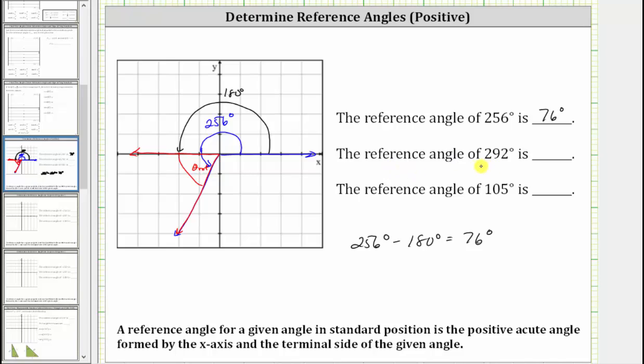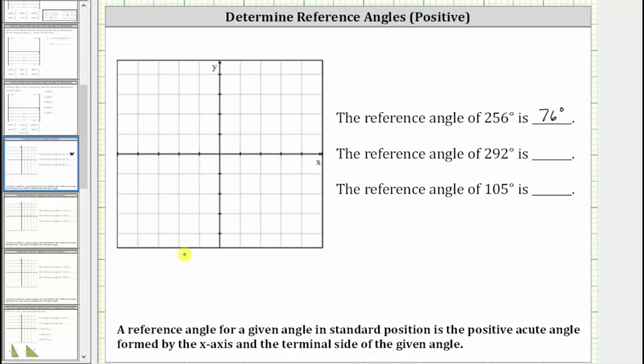And now let's sketch 292 degrees in standard position. We begin along the positive x-axis and rotate counterclockwise 292 degrees. But we should be able to recognize that 3/4 of a rotation is equal to 270 degrees because 90 times 3 is equal to 270. Because we want to sketch 292 degrees, we need to rotate another 22 degrees past 270 degrees. And therefore the terminal side would be approximately here for 292 degrees.